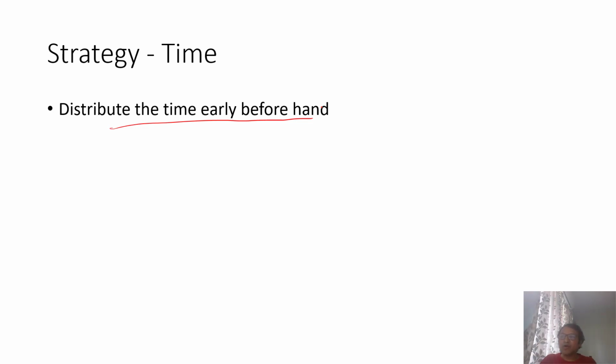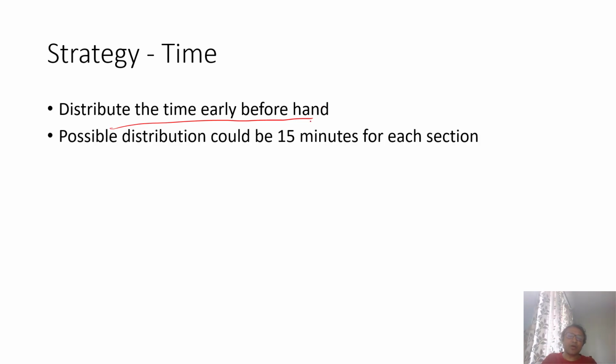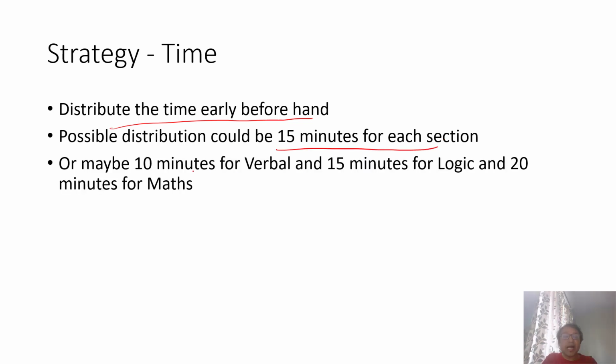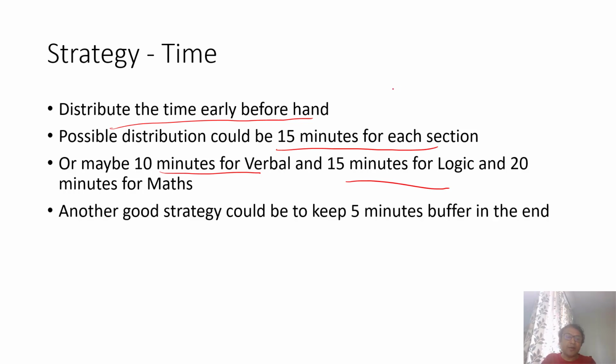I'll solve 10 minutes for verbal, 15 minutes for response, etc. Whatever the time you get. So it could be 15 minutes for each section. It could be that I'll give only 10 minutes to verbal, 15 minutes to logic, and 20 minutes to maths. Possible. I feel I can solve verbal really fast, so I'll finish verbal fast and then give more time to logic and maths. Perfectly all right.